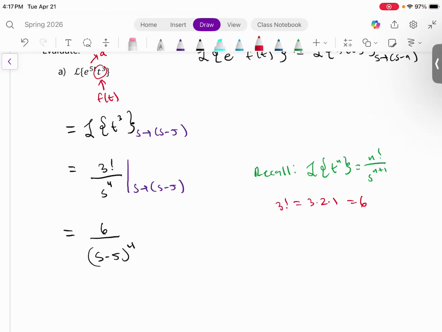So s minus 5 replaces s. That's what we mean by translating over the s-axis. We're moving 5 units to the right for s.